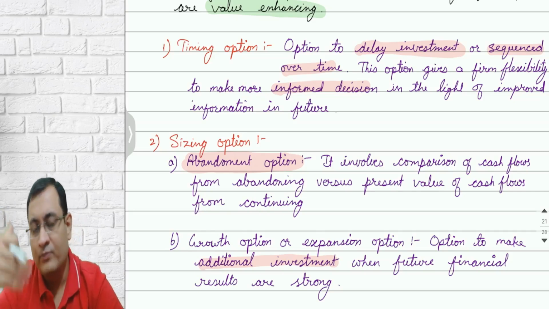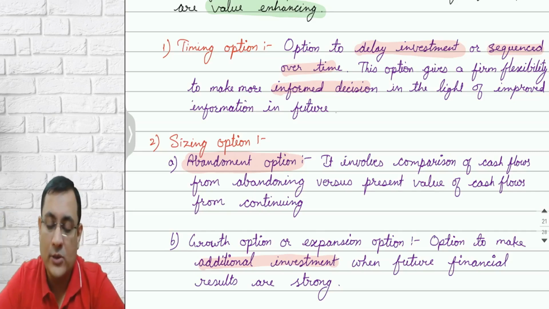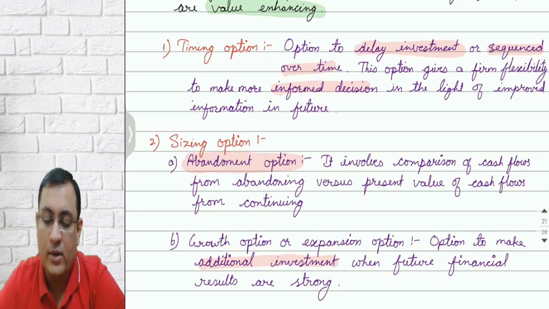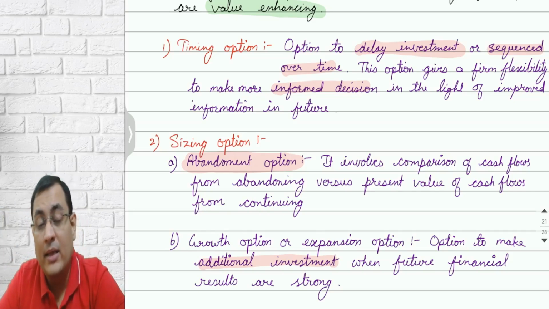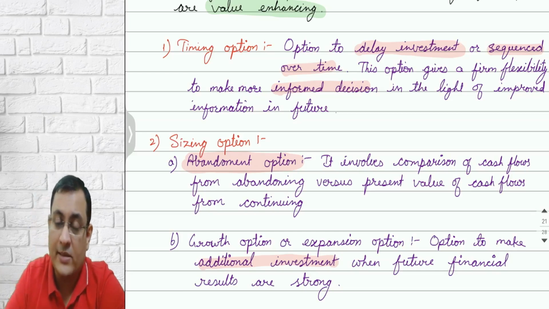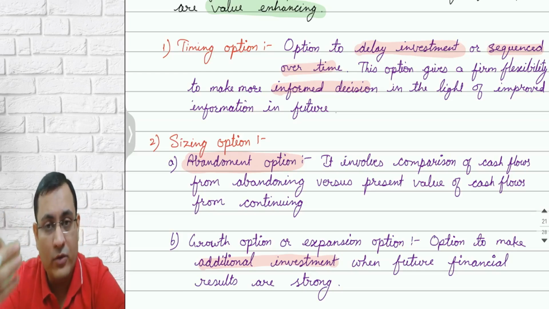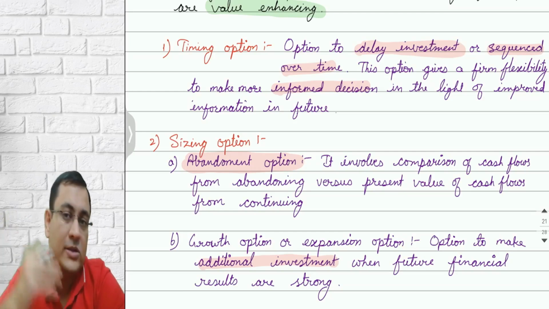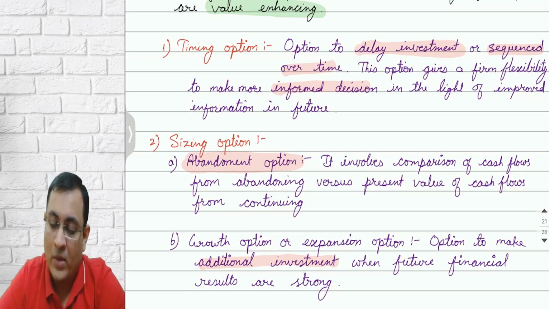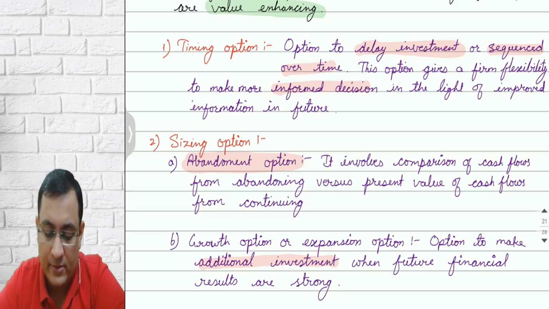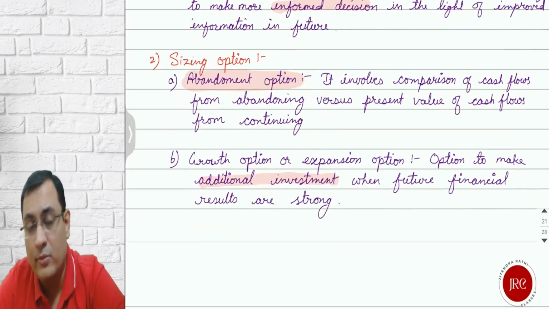So this way we can time our investment. So, option to delay investment or sequence it over time, and these options will be exercised with more information, that is, better informed decisions will be made here. So these options give the firm flexibility to take more informed decisions. That's it.